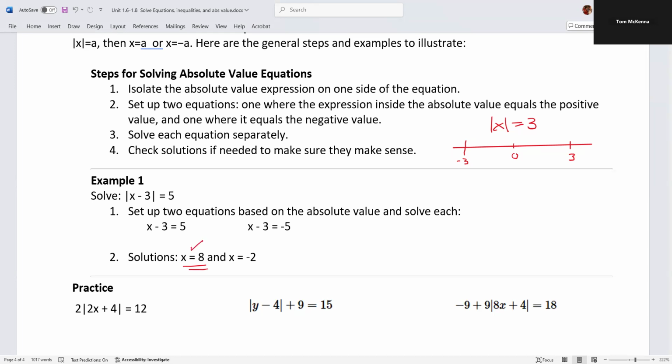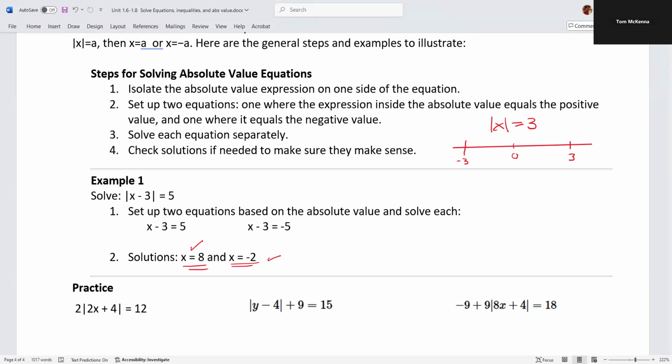But notice there's also a second solution. It's the value of x that would produce a negative 5, such that when we take the absolute value, it still produces a positive 5. So negative 2 for x: negative 2 minus 3 is a negative 5. The absolute value of a negative 5 is also a 5. Okay, so there are two answers that produce exactly the same results. And the way we solve this is very, very simple.